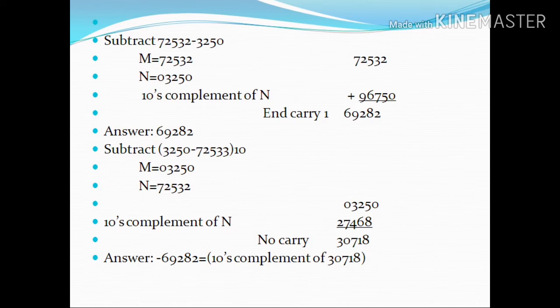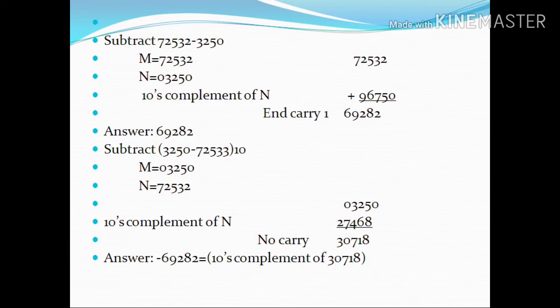Now just the opposite: if I am taking M as 03250 and N as 72532, then first 03250 will be intact and the tens complement will be 27468. So no carry, and we will get 30718. Now I have to take the tens complement of this number and give the minus sign. So negative 69282 will be the answer.